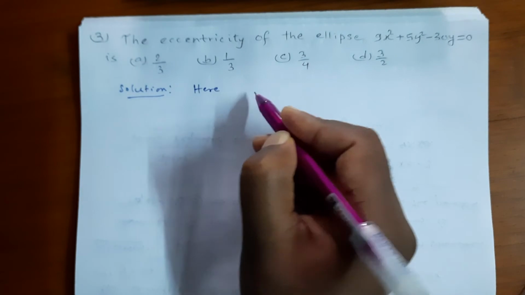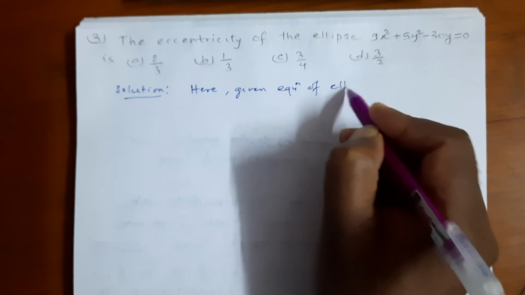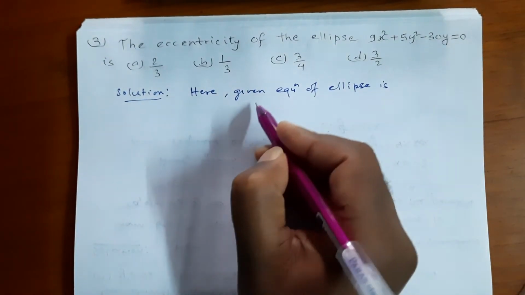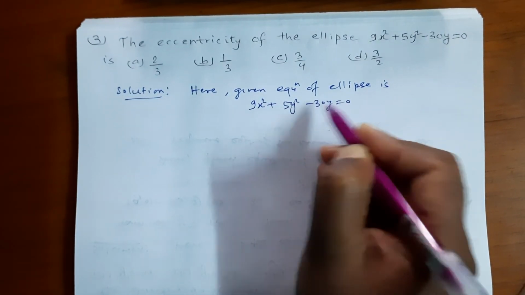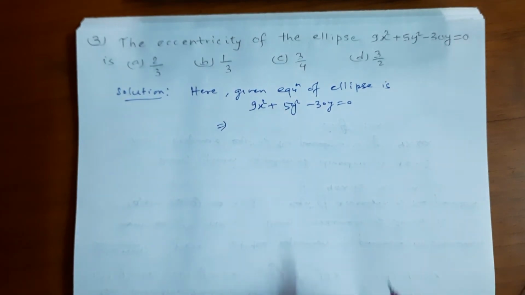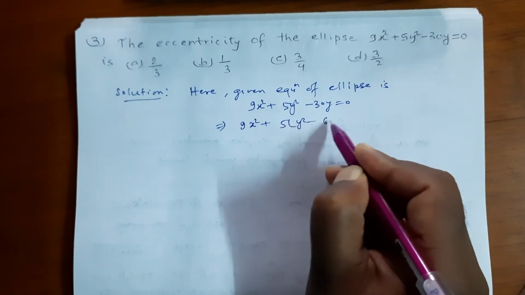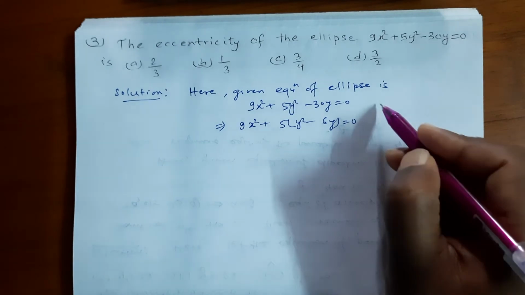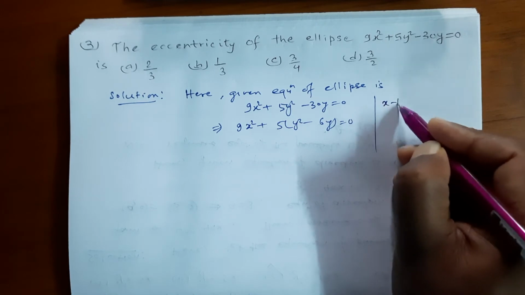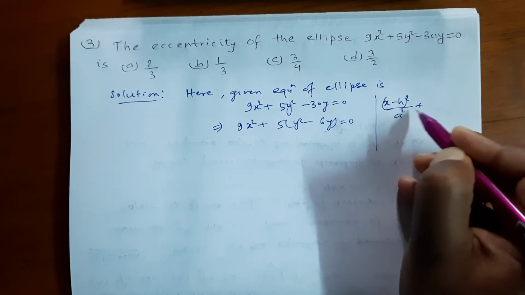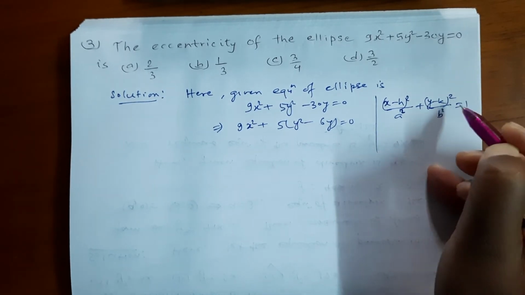Here given equation of ellipse is 9x square plus 5y square minus 30y equals to 0. So you can write this as 9x square plus 5 is common, y square minus 6y equals to 0. And you know the equation of the ellipse is (x minus h) whole square over a square plus (y minus k) whole square over b square equals to 1.